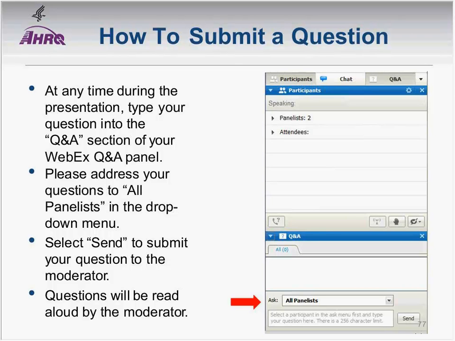Mm-hmm. Josh or Molly, any thoughts on this one around health information exchange and how it fits in from the change from fee-for-service to fee-for-value?